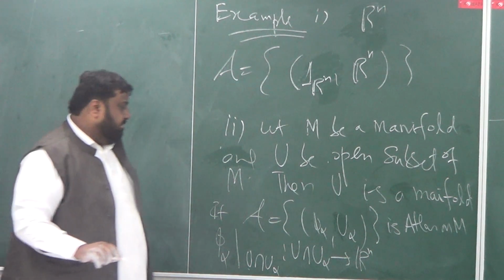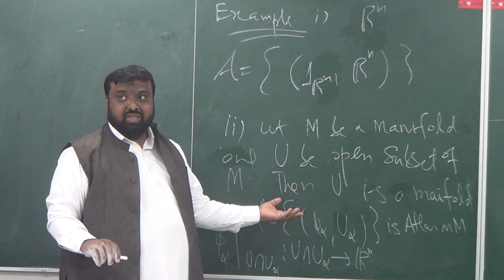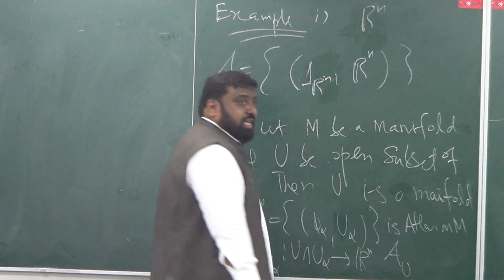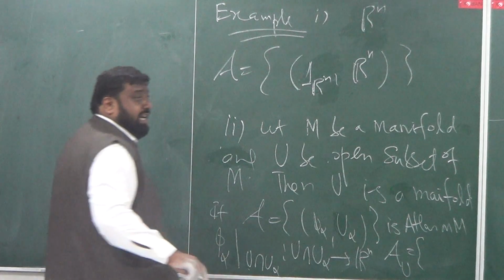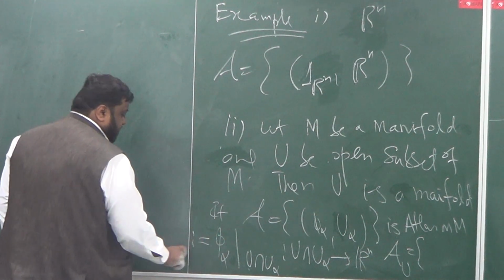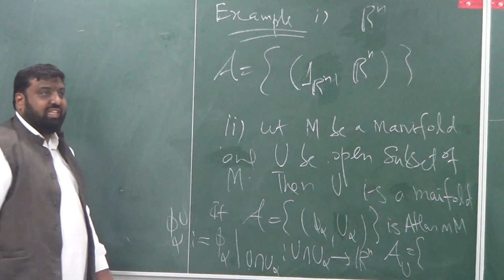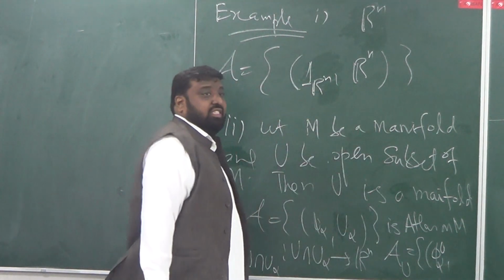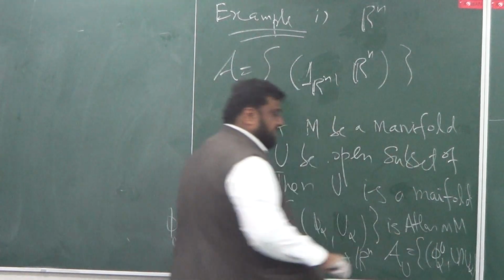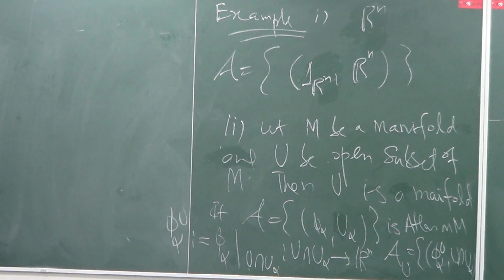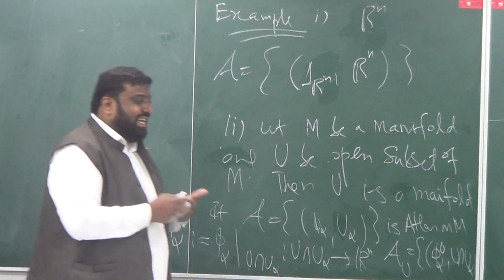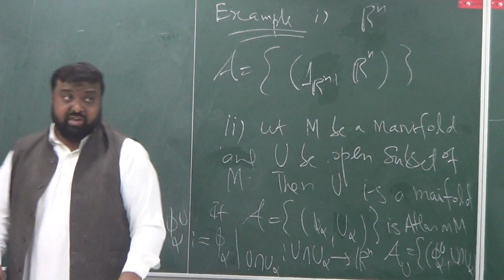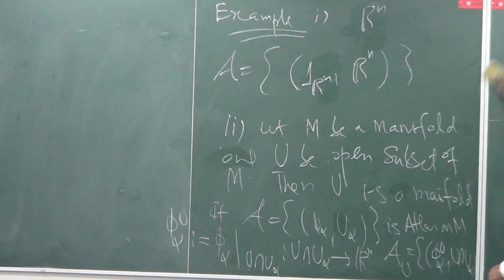And what would be the open sets in this chart? It's going to be U intersection U alpha. So hence the atlas for the open set U is this restricted phi alpha. I can give it some name, maybe phi alpha U. And the charts would be U intersection U alpha. So that's an atlas on U. Now I can claim that if you have a manifold, then any open subset of that given manifold is also a smooth manifold. That's the second example.